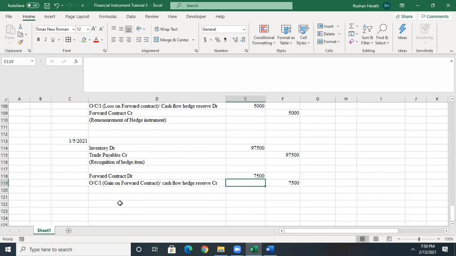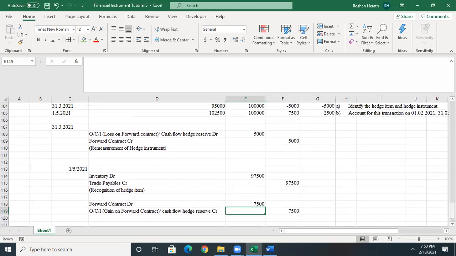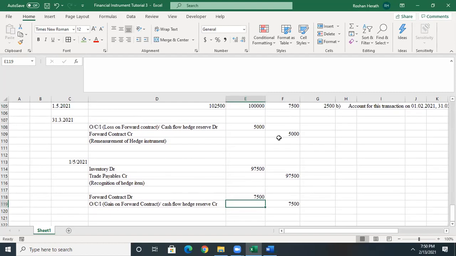Now what? Then it says that now you have recognized all the gains and losses of the hedge instrument in the OCI till you recognize the hedged item. So once you recognize the hedge item, the other thing what you need to do is that you need to take the gains or loss that is accumulated in the cash flow hedge reserve against the underlying asset.